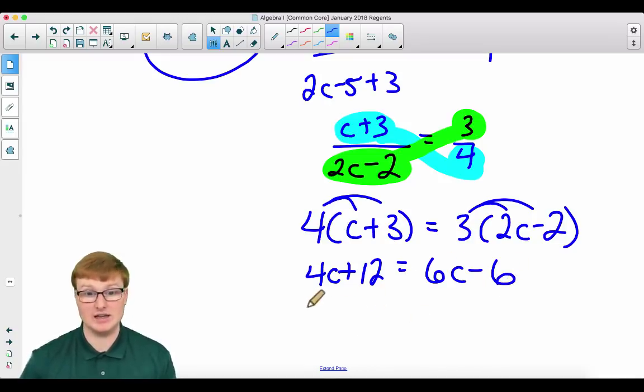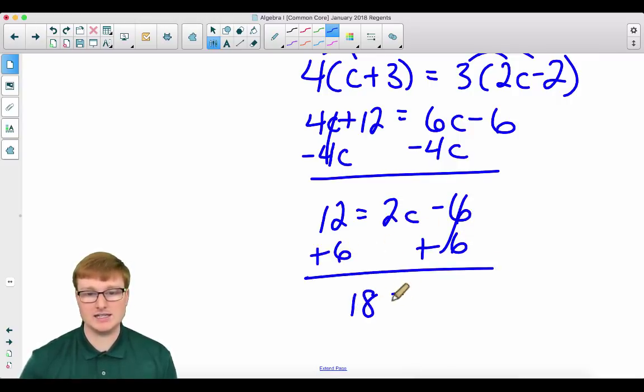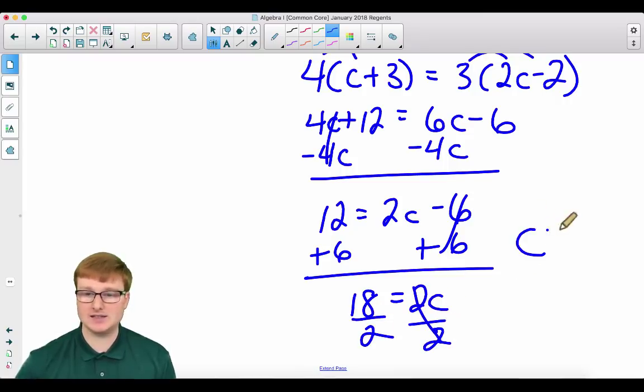Let's go ahead and solve for C. I'm going to subtract that 4C on both sides. We get 12 is equal to 2C minus 6. We're going to add over that 6 on both sides. We get 18 is equal to 2C. Divide by 2 on both sides. We get the number of cats is equal to 9.